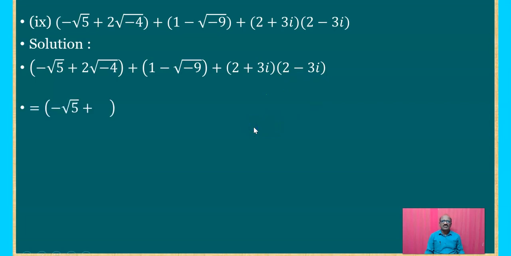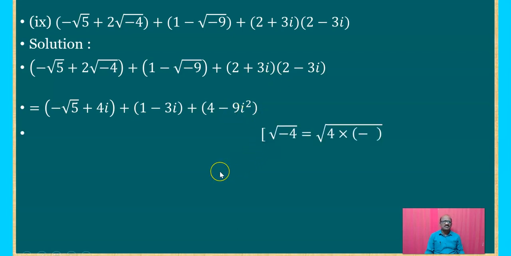Their simplification, see this here: the square root of 4 is 2, 2 into 2 is 4, and root of minus 1 is i. Next is again 1, root of minus 9 is 3i. Next is the multiplication of this (a plus b)(a minus b). That is 2 square means 4 minus 3i bracket square means what? 9i square. And their simplification, we can convert this.